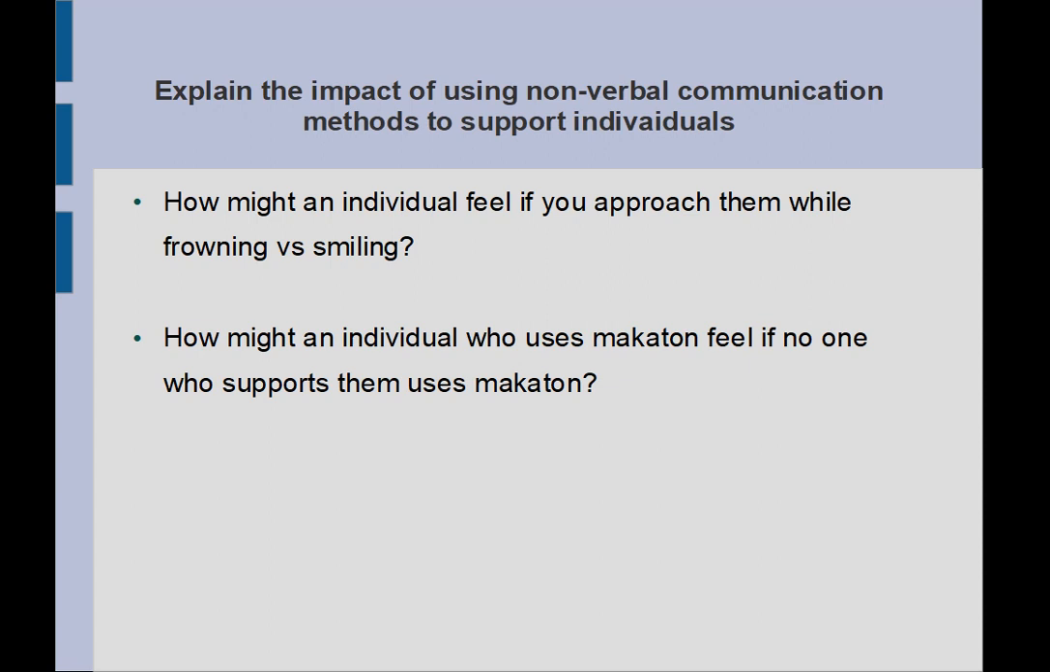All right, the next one. Explain the impact of using nonverbal communication methods to support individuals. Now it does say methods, so we need definitely more than one. I'd aim for 3 minimum. And it does say explain, so we would want to describe it a bit, give an example from work if you can. So how to do this?